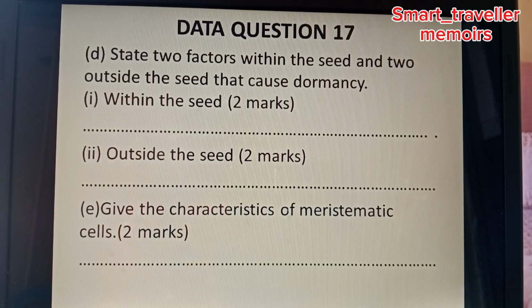State two factors within the seed and two outside the seed that cause dormancy. Within the seed, outside the seed. Give the characteristics of meristematic cells.